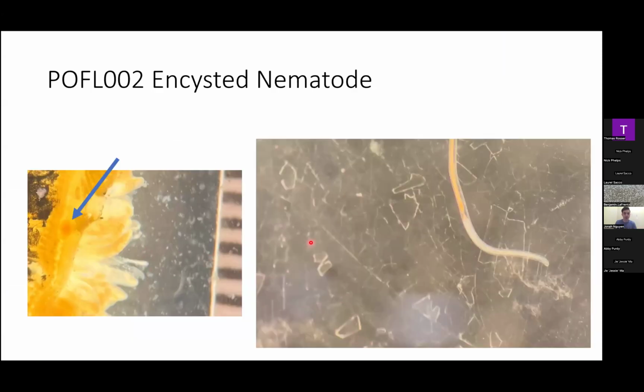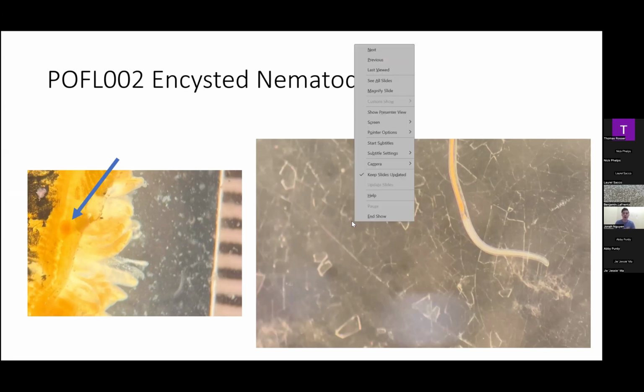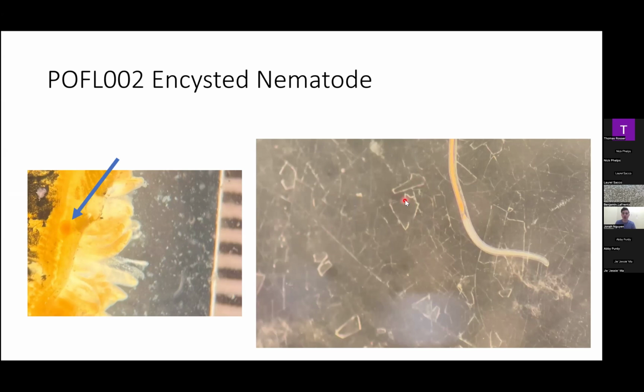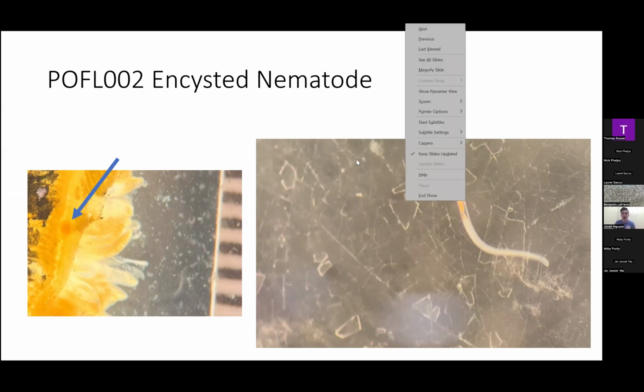This is where things get more interesting. Oh, these are supposed to be playing. That's fine. There was a cyst in here, and I cut it open, and a nematode came out, a rather large one, way too large to be rat lungworm, so not that.